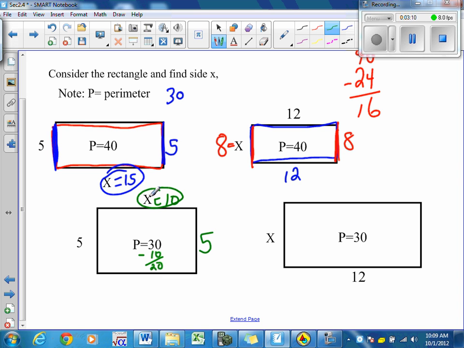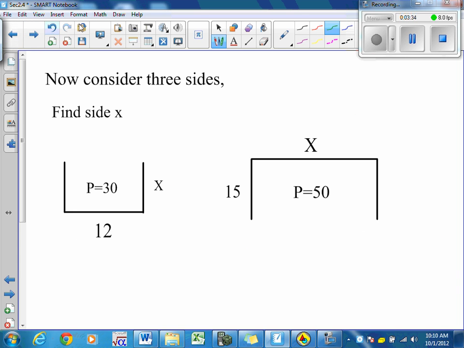Now, similar problem, change it up just a little bit. We're going to have 3 sides. So I'm stretching our definition here of perimeter, but go with me. What if the length of these 3 sides is 30? And this side is 12. What's x? Well, now I could say 30 minus 12 is 18. I divide that between my two sides, and I get 9.